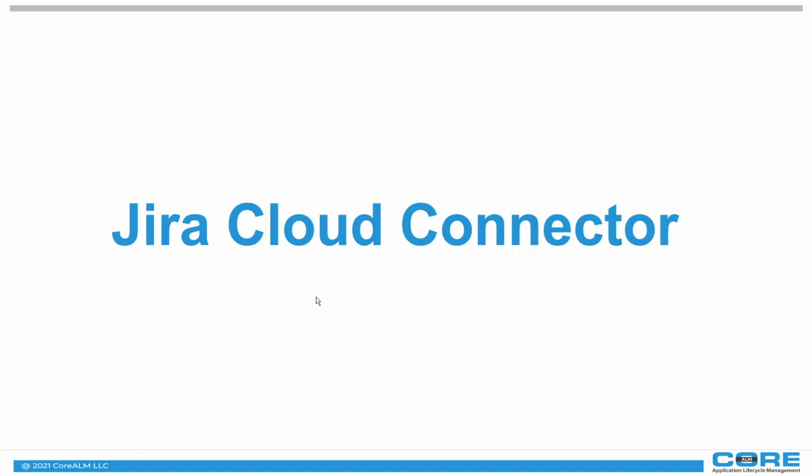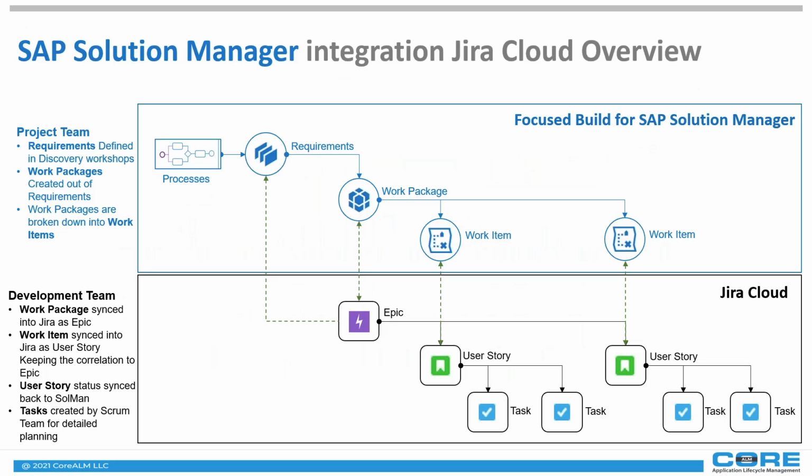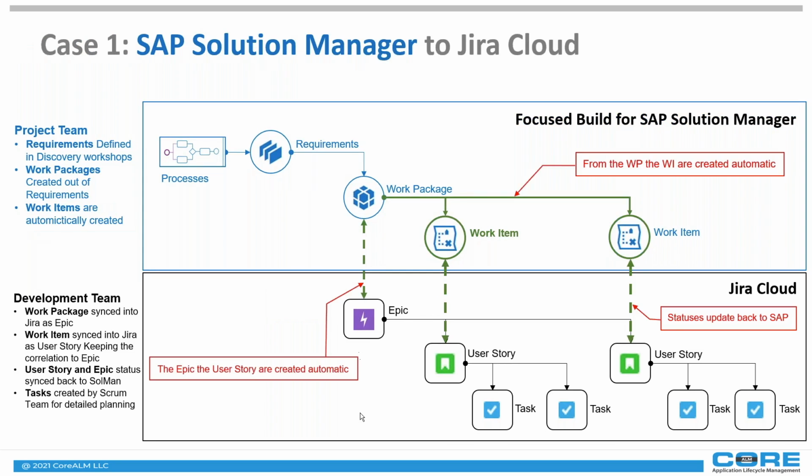In addition to that, the Scrum board is also integrated with Jira, where all of our requirements and our work packages are mapped to epics, and then you have your work items, which are mapped to user stories within Jira. So we have a couple of different use cases that we have integrated together.